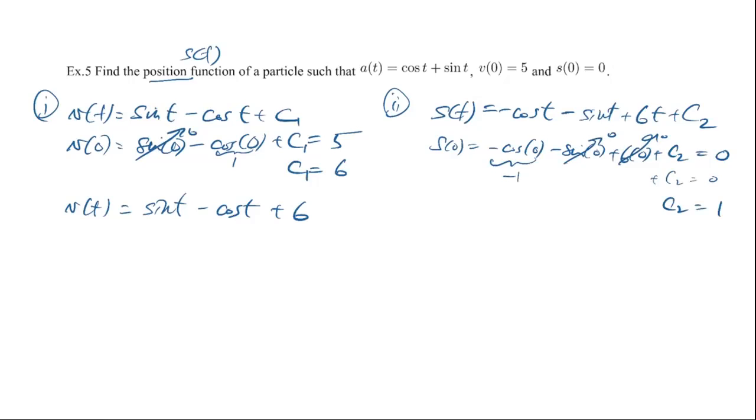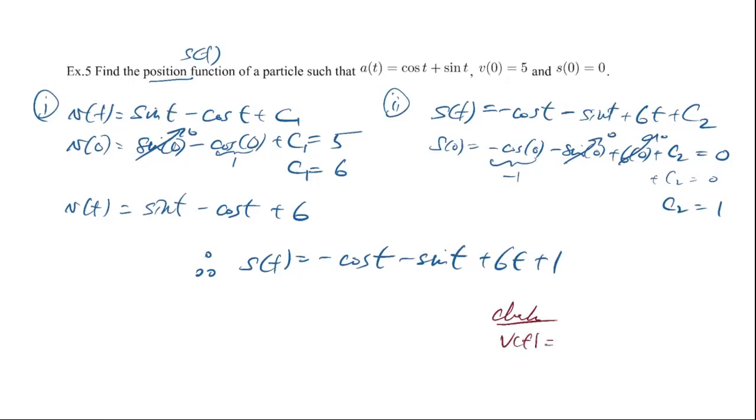So therefore, we know that the s of t is negative cosine of t. I'm basically reading off of this right here, guys, right? And minus sine of t plus 6t, plus c sub 2, which is 1, so plus 1. And don't get happy that you're done. Double check everything, right? Let's double check, shall we? Let's check this. So v of t is the derivative of that, which gives you sine t minus cosine of t plus 6. Take the derivative of that. I'm sorry, it's a. The derivative of the v is a, right? Is what?